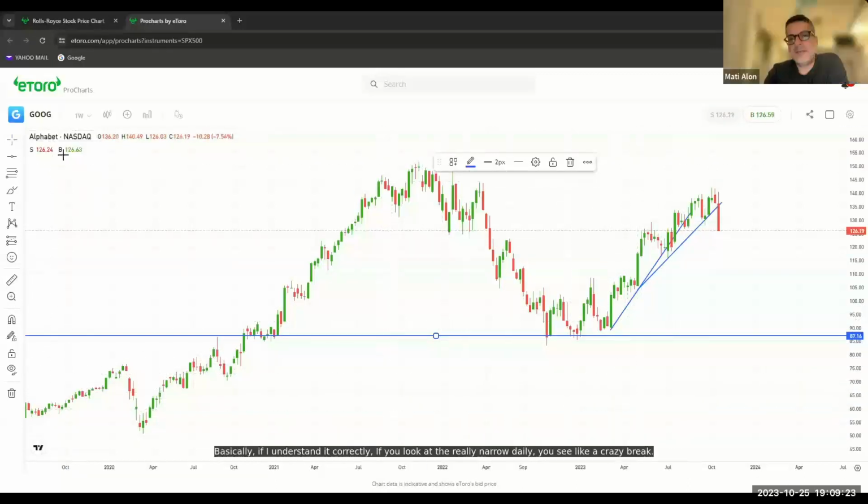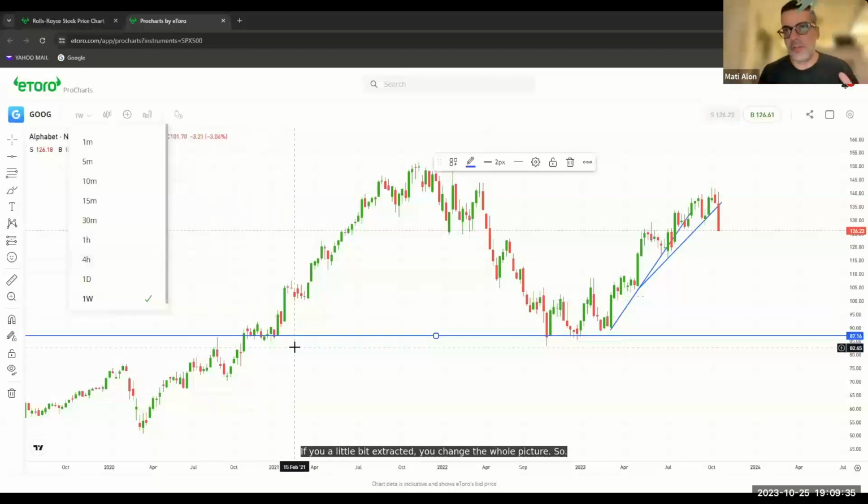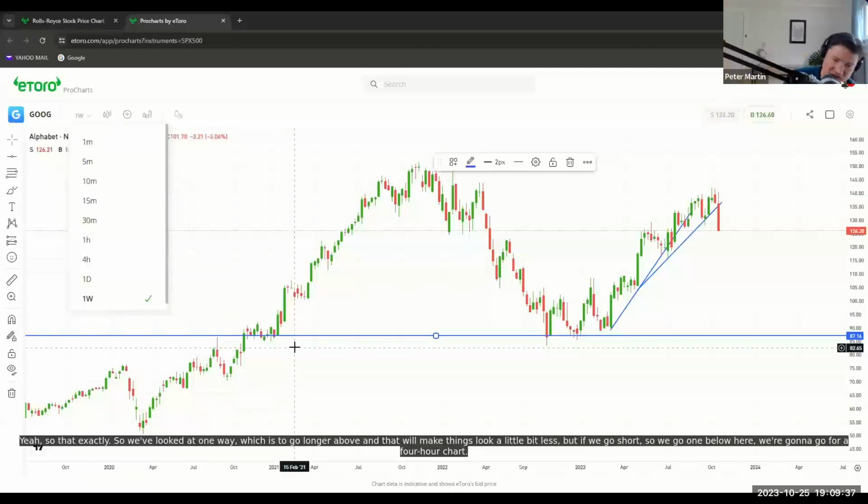So basically, if I understand it correctly, if you look at the really narrow daily, you see a crazy break. Oh yeah, absolutely. If we extract a little bit, it changes the whole picture. Yeah, exactly. So we've looked at one way, which is to go longer above, and that will make things look a little bit less dramatic.